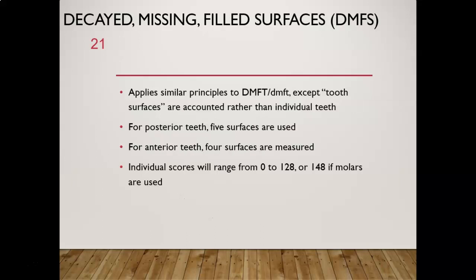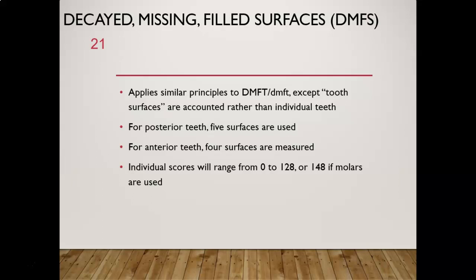All similar principles to DMFT or the primary dmft, except tooth surfaces are accounted for rather than individual teeth. For posterior teeth, 5 surfaces are used. For anterior teeth, 4 surfaces are measured. Individual scores range from 0 to 128 or 148, depending on if they have their wisdom teeth.